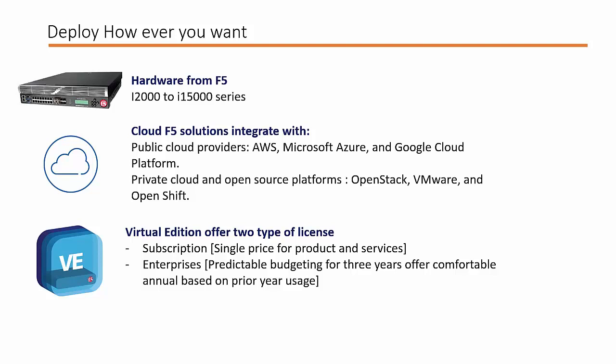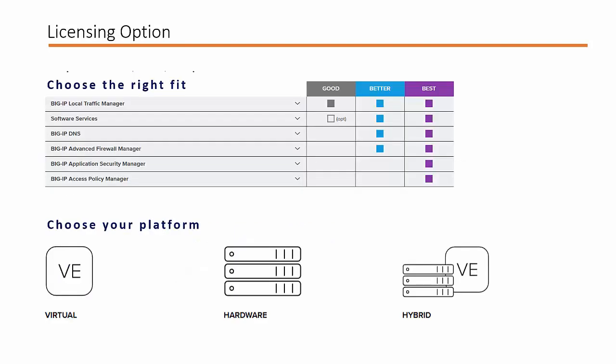Next is licensing, one of the easier topics to understand in Big IP F5 LTM. Two things matter when you want to buy Big IP products. What are the products you want from the Big IP family? Big IP has many products, not only LTM. Big IP has LTM, DNS, web application firewall, a lot of products. The next is which platform you're going to use for Big IP products.